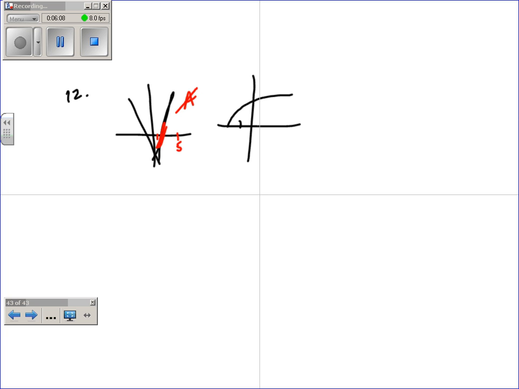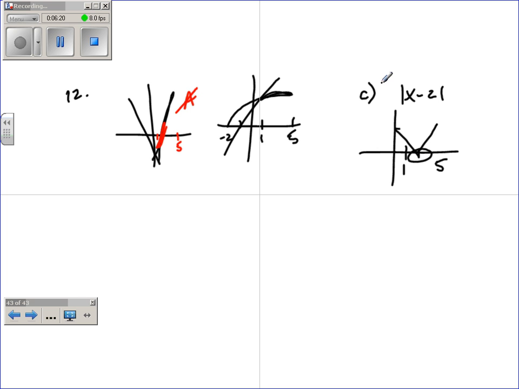Number 12. Okay, absolute value of x minus 2 is shifted down 2. So on 1 to 5, it's just a line. So A is fine. B is x plus 2. The square root of x plus 2 would be shifted left 2. So on 1 to 5, we're fine because we're just on this line. C, absolute value of x minus 2 would be shifted right 2. We're on 1 to 5. We have a problem. So it's this one because you have to be continuous and differentiable.